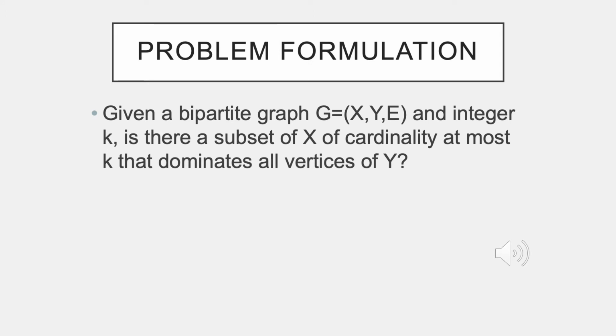Given a bipartite graph, G, with partitions X, Y, and edge set E, and an integer k, is there a subset of X of cardinality at most k that dominates all vertices of Y? We call this problem the red dominating set problem.